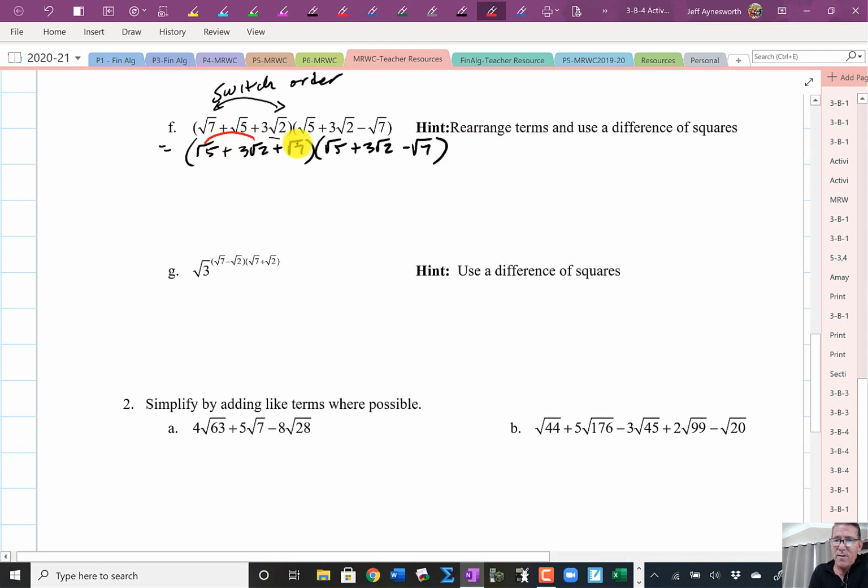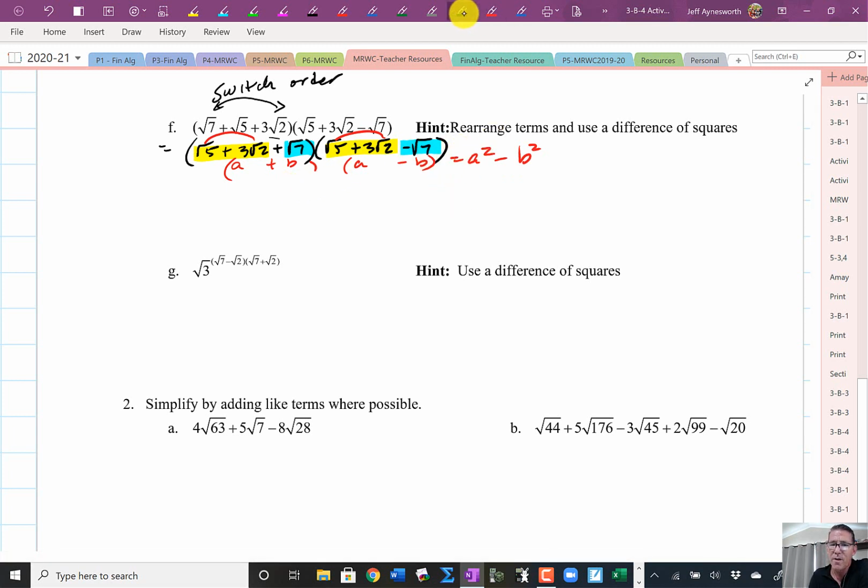So if I group up these two and these two, there's your first term. And then your second term is the root 7 and the negative root 7. So once again, this is a difference of squares. So this is a plus b, and this is a minus b. And there's your structure, and it's always equal to a difference of squares. First term plus second term, first term minus second term. A minus b times a plus b is always a difference of squares.